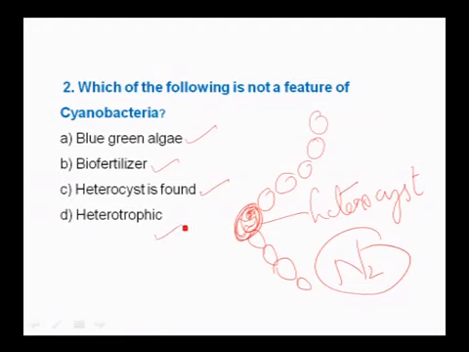Now what is the meaning of heterotrophic? Heterotrophic means the organisms cannot prepare food on their own. They are called heterotrophic organisms. You are very well aware that blue-green algae have green pigments for absorbing sunlight and they can prepare food on their own. So here the wrong option is heterotrophic. So which of the following is not a feature of cyanobacteria? The right answer is D.